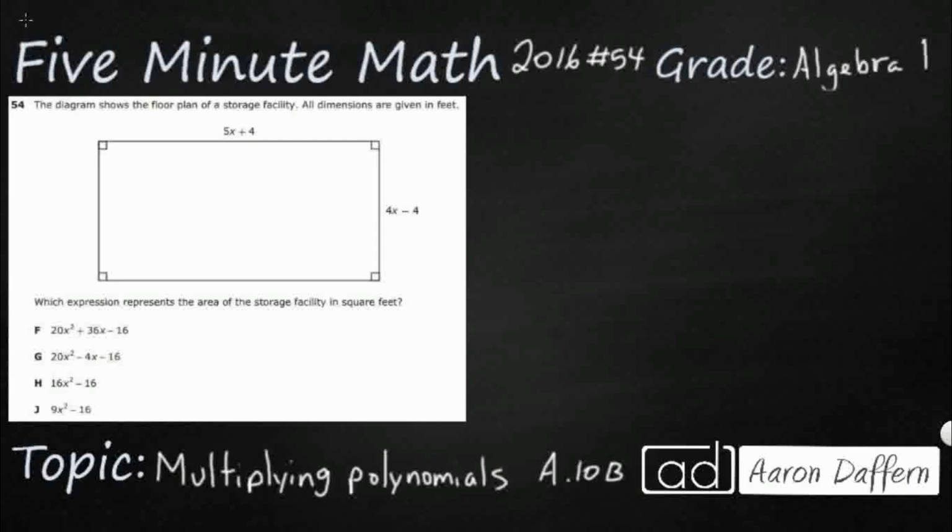So we have a diagram of a rectangular floor plan here, and we need to find the area. Well, it's just a really fancy way of asking us to multiply length times width, right? That's how we find the area. That's length times width. And so really what we're doing is we are multiplying these polynomials. We are saying, I want 5x plus 4 multiplied by 4x minus 4. Okay, so those are two binomials, and so there's many different ways that we can solve this.